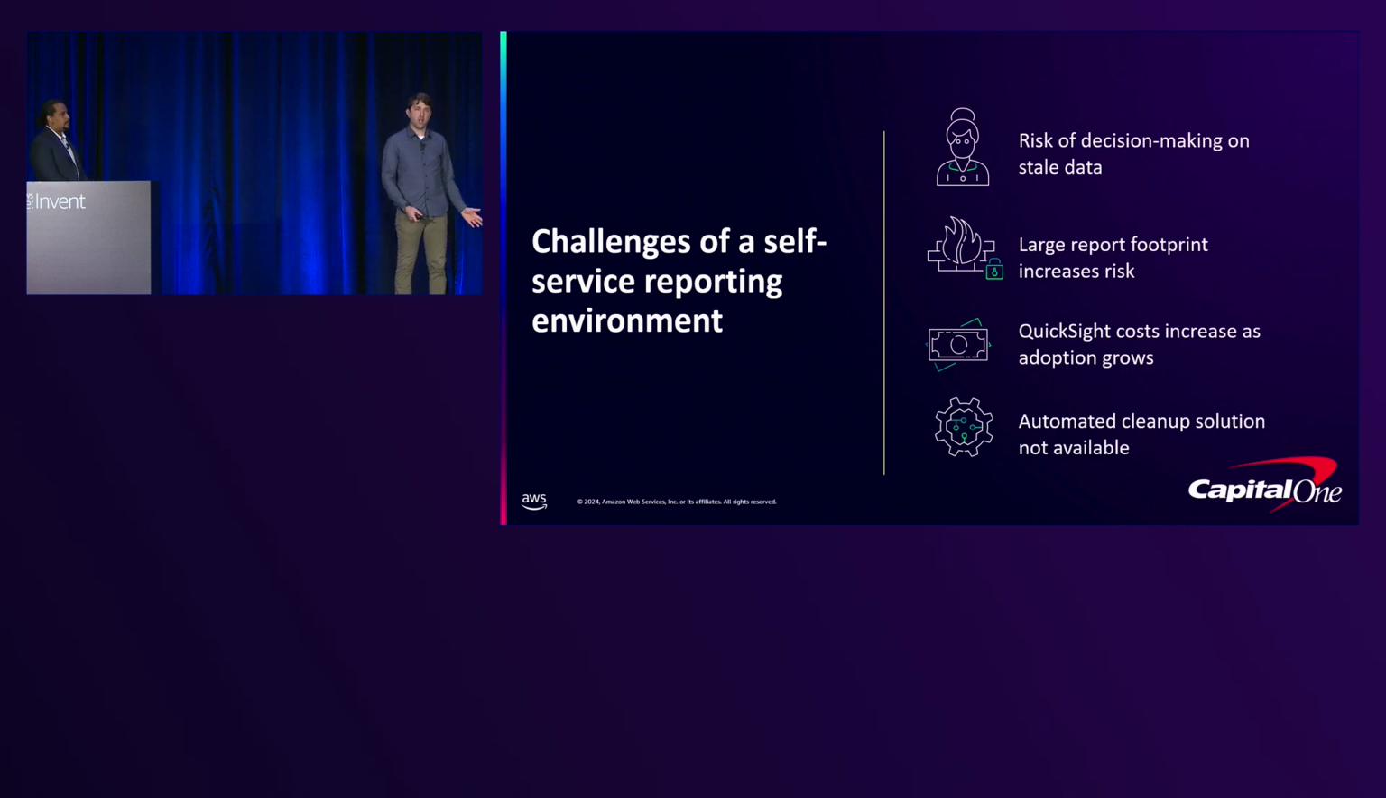There's a risk of decision-making on stale data. And so what that could mean is someone could stumble upon a report and accidentally use it as a source of information. There's always the risk that if someone gained access to our QuickSight account, the footprint of reports, including stale reports, would be larger. We're seeing an increase in SPICE costs as a result of having such a large stale report footprint. And what we found was that no enterprise solution yet existed for an automatic cleanup of a QuickSight account. So we started to work with the AWS team, and we started to think about how to implement such a solution.